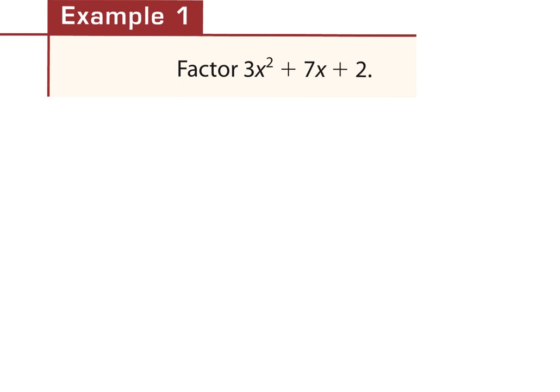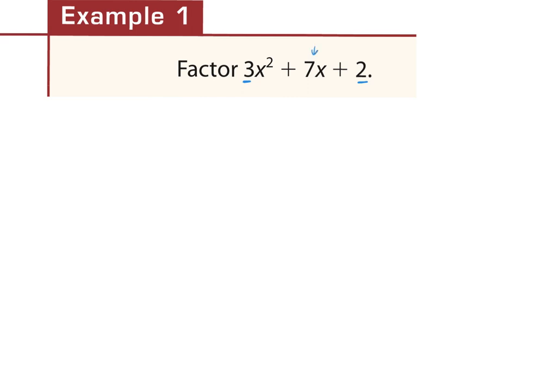They want us to factor 3x squared plus 7x plus 2, all right? And so when we look at this, we have to consider the fact that we have factors of 3 and factors of 2 that are going to affect this 7.